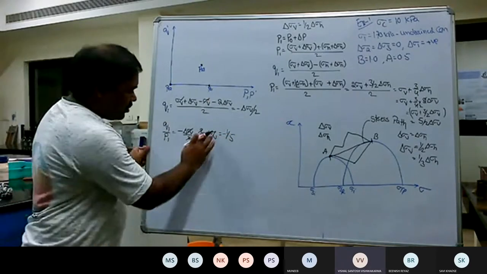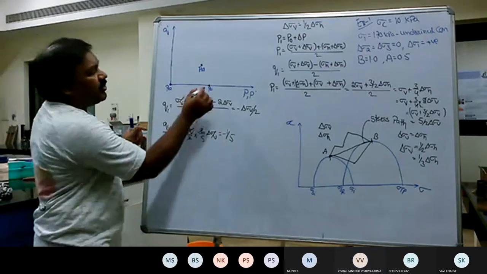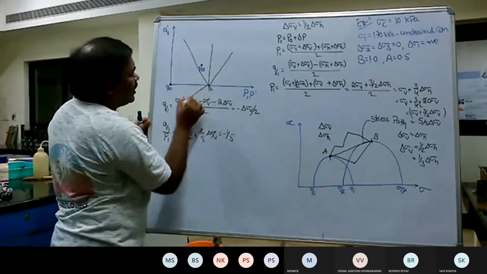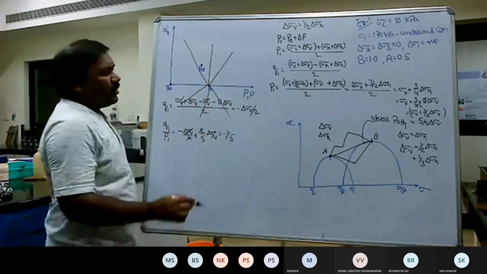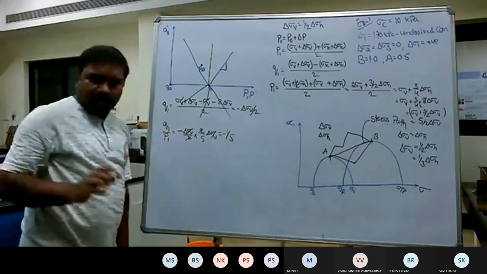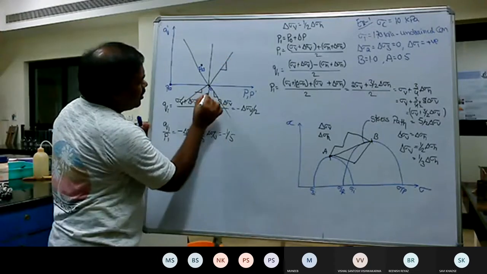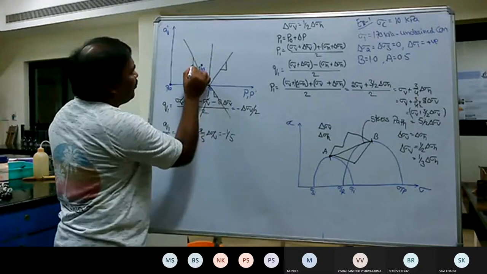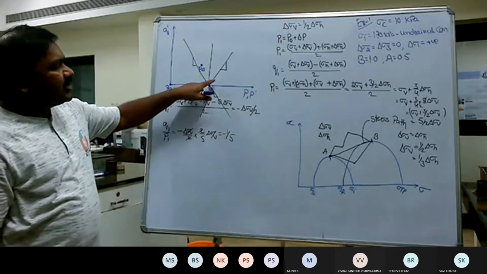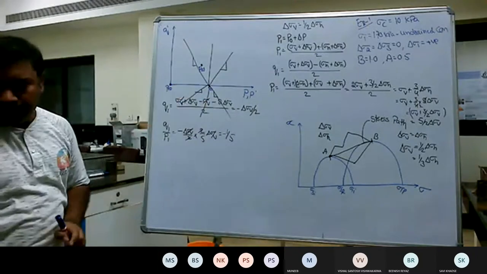Sir, why are we doing this? This is to understand the slope. See, for example, from here, I can draw a line in any direction. Every line has some slope, either a positive slope or a negative slope. So these are some slope values. This slope indicates whether it is going above the P line or going below the P line.